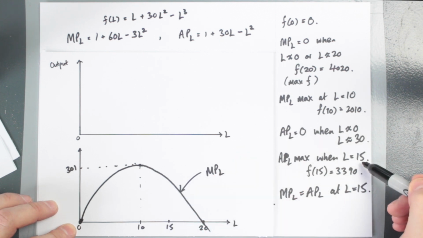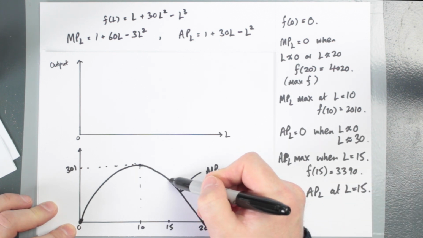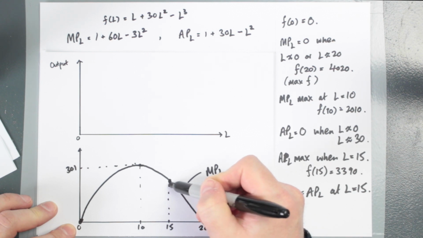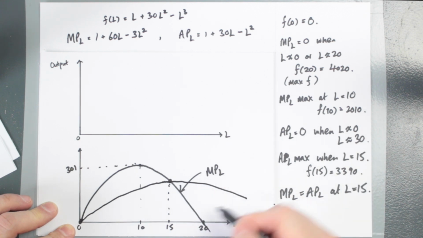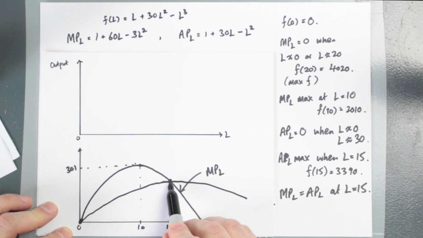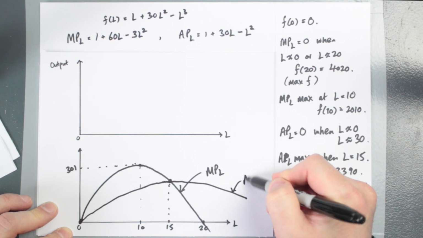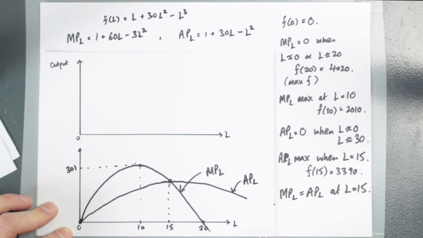Okay. And also we know at 15, it crosses this MPL curve. So at 15, it's going to be equal to the marginal product of labor curve, and it's going to be increasing up to that point and decreasing afterwards. So let's see if we can draw this reasonably well. Okay, so that's the general negative quadratic shape, starts at 0, crosses the marginal product of labor curve, where APL attains its highest value, and then decreases after that.